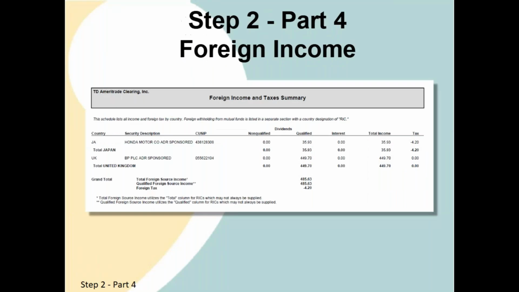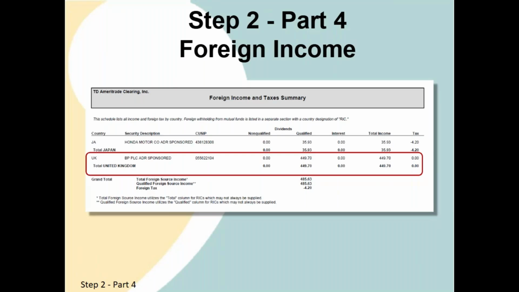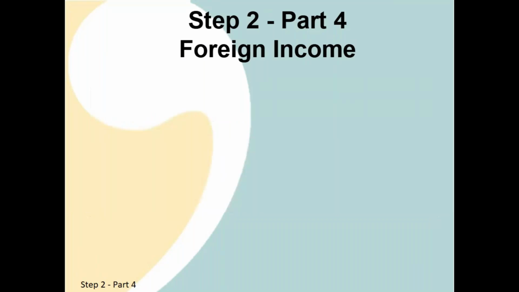But you may have stocks or ETFs that pay foreign income that don't have foreign tax withheld. You may find a page similar to this in your 1099 that lists income from foreign companies. For example, this club received income from BP, which is a company incorporated in the United Kingdom. You need to know the country of incorporation for all your investments. It may or may not be on your 1099s.